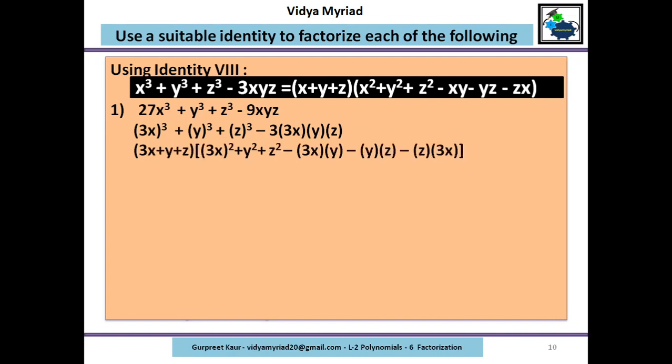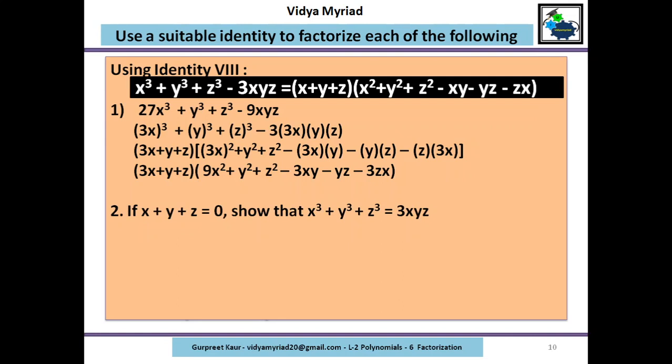So this can be written in the form of your identity, which is (x plus y plus z)(x square plus y square plus z square minus xy minus yz minus zx). Just put the values here. What is your x? 3x. What is your y? Only y. What is your z? Only z. By putting the values, you will get it in this form. That means I can write my answer as (3x plus y plus z)(9x square plus y square plus z square minus 3xy minus yz minus 3zx).